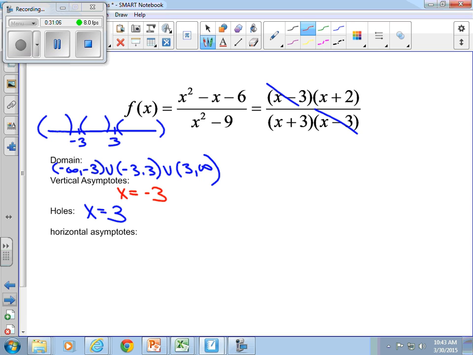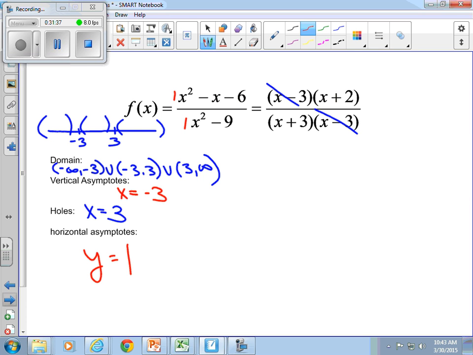This is going to be that one, that's a horizontal asymptote, right? For horizontal asymptotes, the degree of the numerator and the degree of the denominator are the same, both x squared. This is a 1 and this is a 1. So 1 divided by 1 is 1. So my horizontal asymptote is y equals 1.